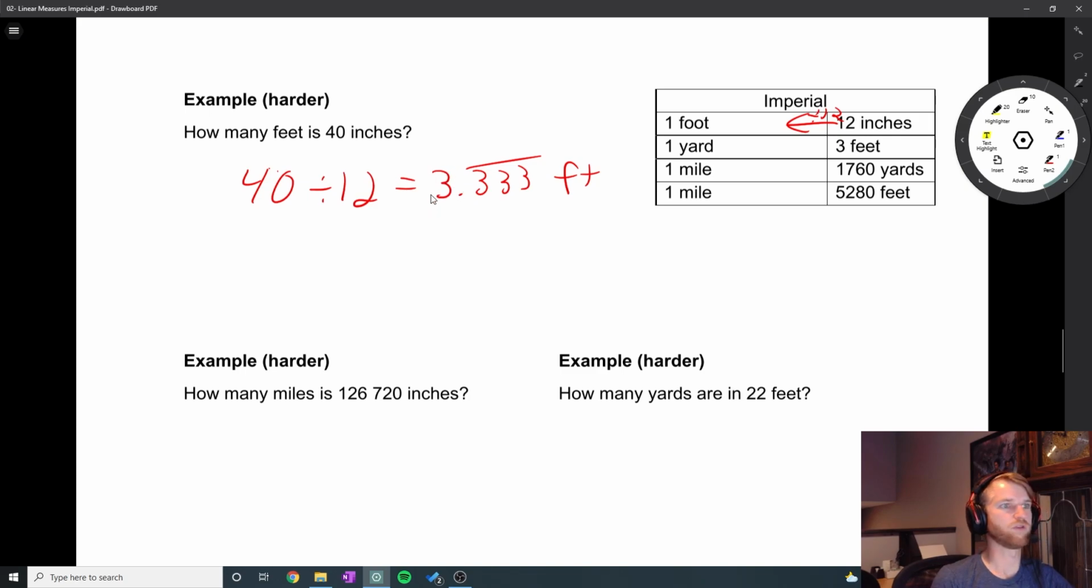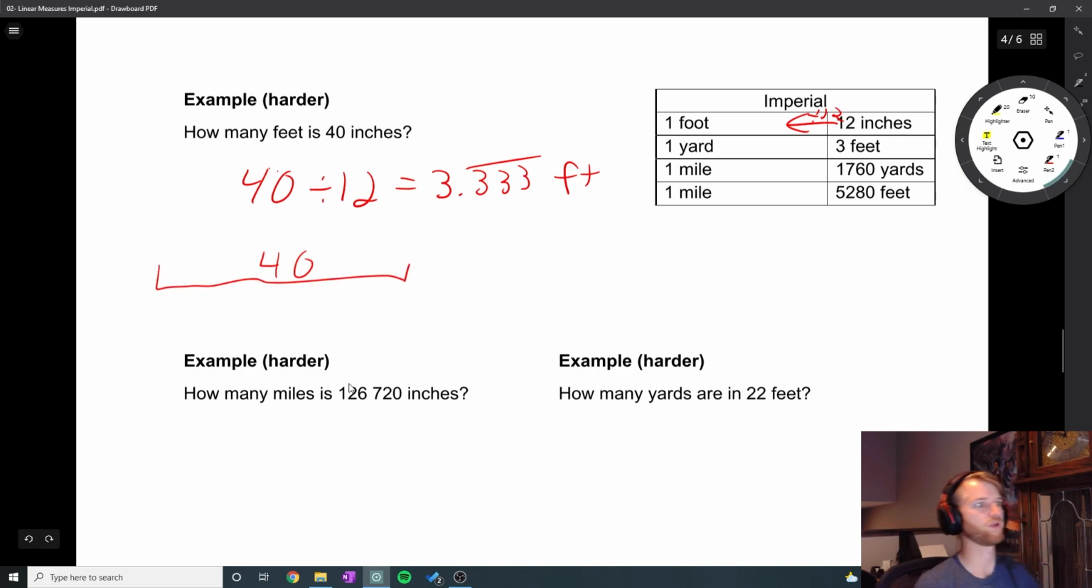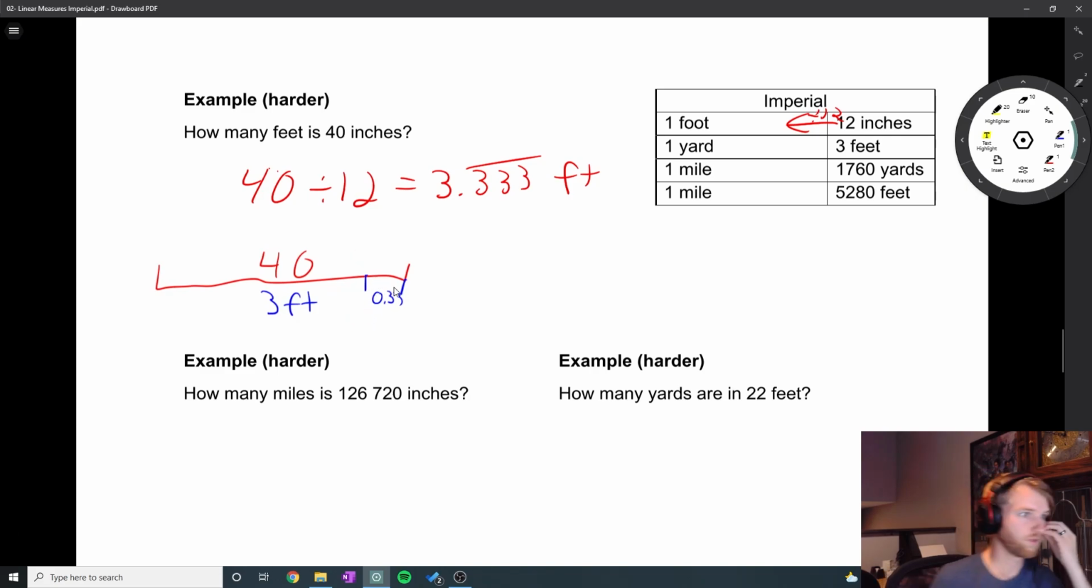One way that we can do this is we could think of it as, well, we had 40 inches. That's what we started off with. And now what we've said is it's this many feet. It's 3 feet and a bit. It's this 3 feet and this decimal number here, like the 0.333. 3 and a bit. So what I really want to know is how much is this bit in inches?